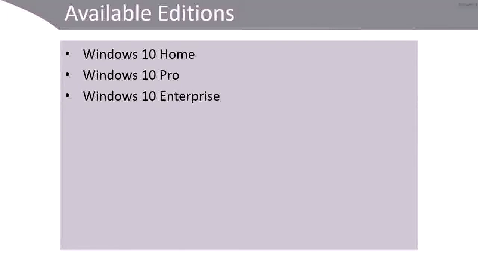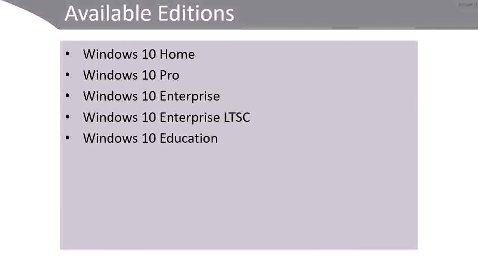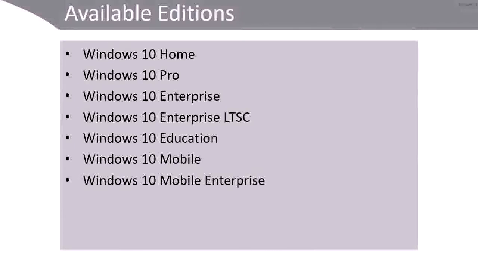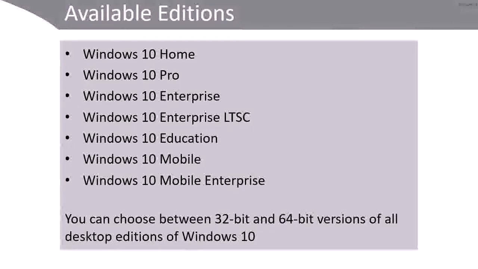You can choose, when you're installing Windows 10, to select from the following available editions: Windows 10 Home, Windows 10 Pro, Windows 10 Enterprise, Windows 10 Enterprise Long-Term Service Channel, Windows 10 Education, Windows 10 Mobile, Windows 10 Mobile Enterprise. There are some other specialist editions available as well. Choose between 32-bit and 64-bit versions for all of these desktop editions.